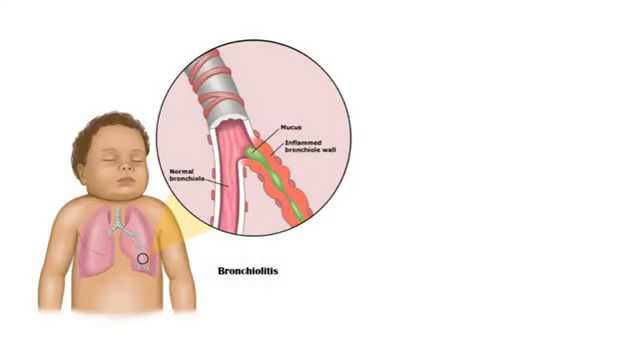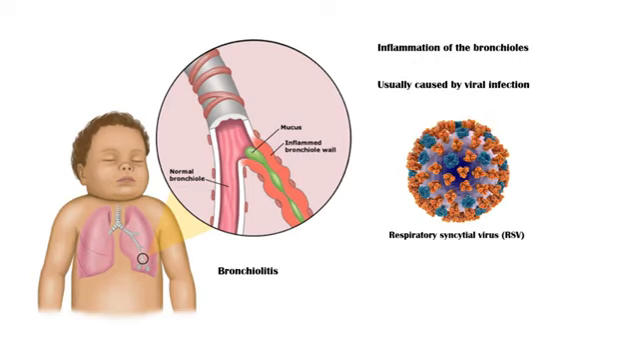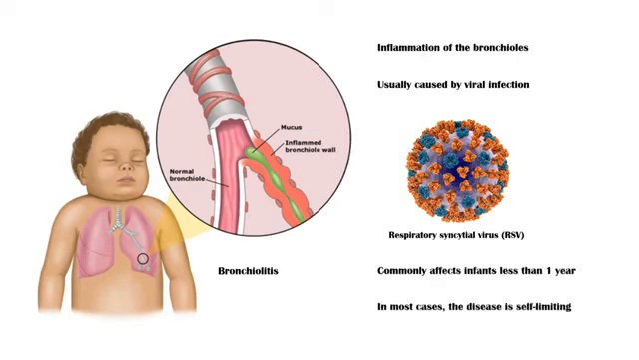Bronchiolitis is a condition characterized by inflammation in the bronchioles of the respiratory system. It is usually caused by a viral infection, with respiratory syncytial virus being the most common causative organism. Infants of age less than 1 year are commonly affected. And in most cases, the disease is self-limiting.